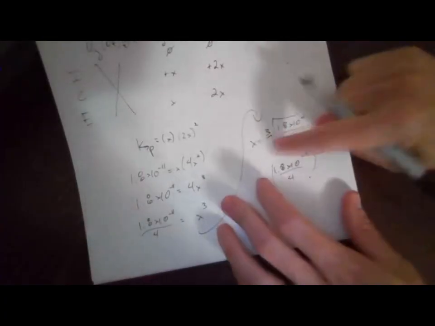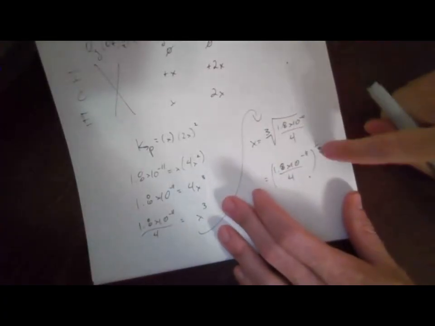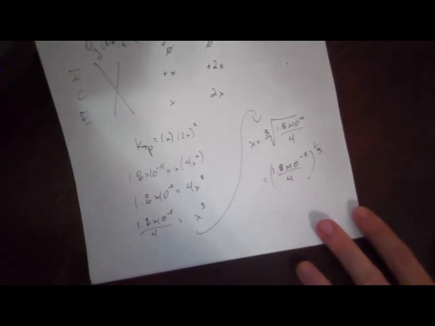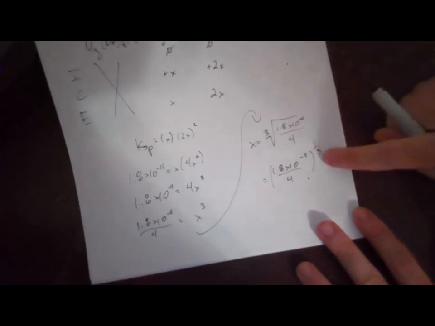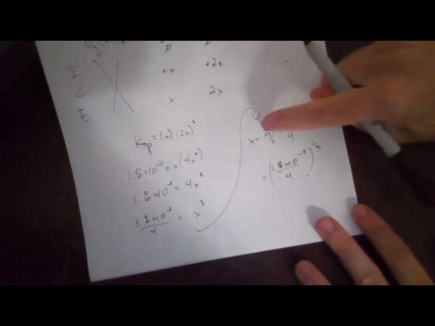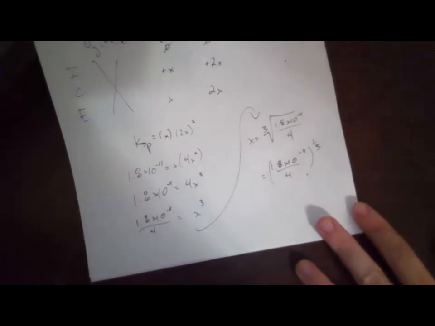For taking third roots, if that may be a function on your calculator, you can also take roots using fractional exponents. So another way to write this would be the same 1.8 times 10 to the negative 11 divided by 4. Just take the whole thing to the 1/3 power. Those mean the same thing. The third root is the same thing as taking it to the 1/3 power. So 1 over whatever. The square root, so 2 up there, would be a 1/2 power. If you were taking it to like the 8th root, it'd be 1 over 8 up here.